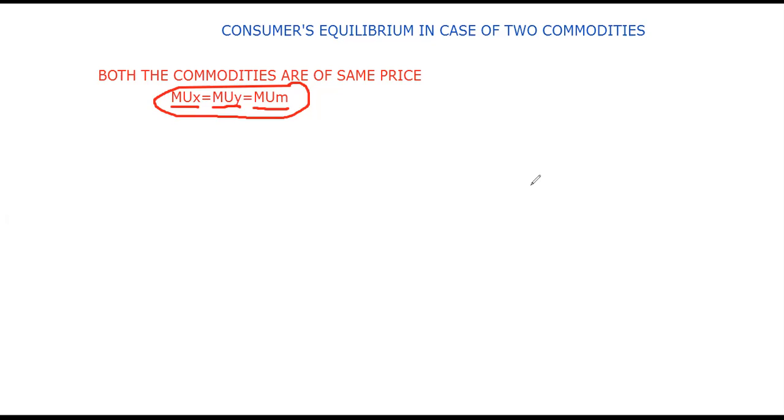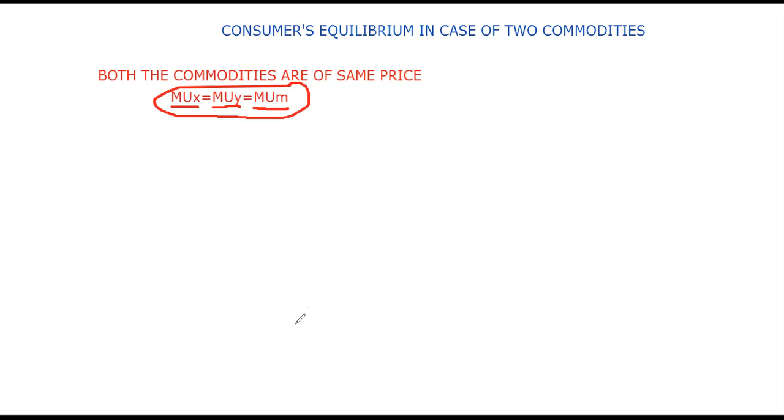This is your consumer's equilibrium in the case of two commodities when both the commodities have the same price. Is it clear to all of you? Which means you will purchase when you see that both the commodities are giving you at least the same utility, because consumer's equilibrium is a position of rest, where you want everything done in a proper way and you should get the maximum satisfaction.